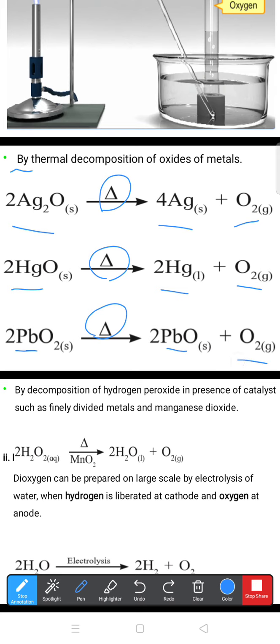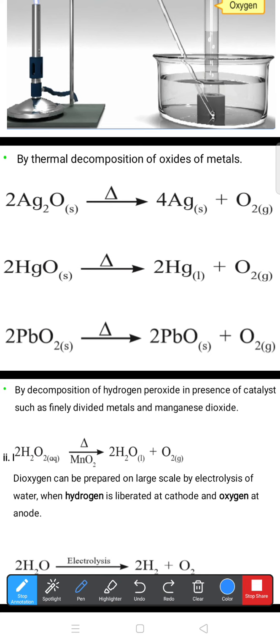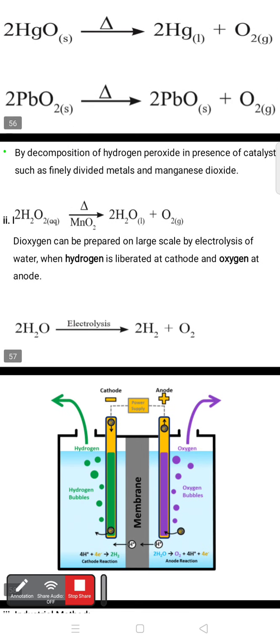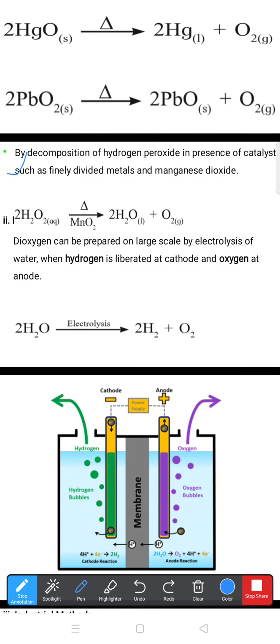In this, by decomposition of hydrogen peroxide in the presence of a catalyst like finely divided metals as well as manganese dioxide, MnO2. Then the second method: two molecules of hydrogen peroxide aqueous, by heating in the presence of MnO2 catalyst, give 2 H2O liquid plus liberation of oxygen gas.